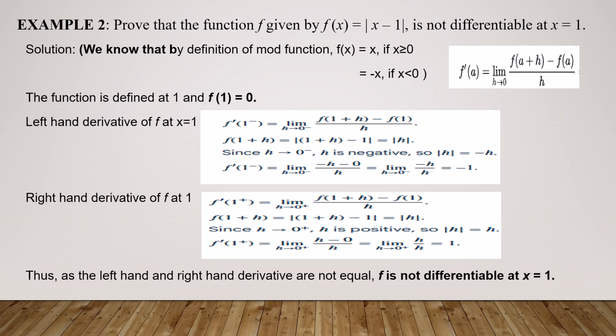Now the right hand derivative of f at 1 will be limit h tends to 0 from the positive side of f of 1 plus h minus f of 1 upon h. In this case, f of 1 plus h will be mod of 1 plus h minus 1, which is again mod h, but over here as h tends to 0 plus, h will be a positive value. So mod h will be equal to h by the definition of the mod function. So f dash at 1 plus will be equal to 1. Now since the left hand and right hand derivatives are not equal, f is not differentiable at x equal to 1.